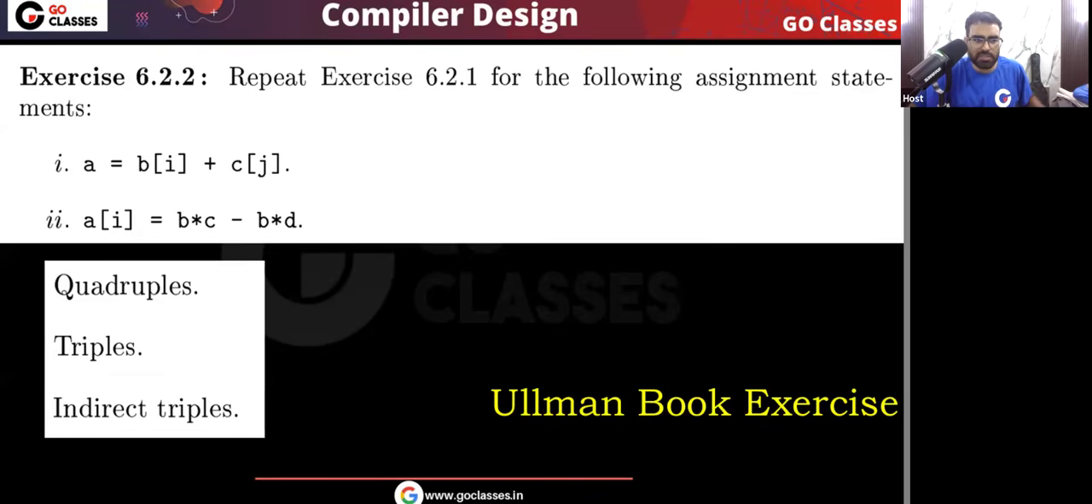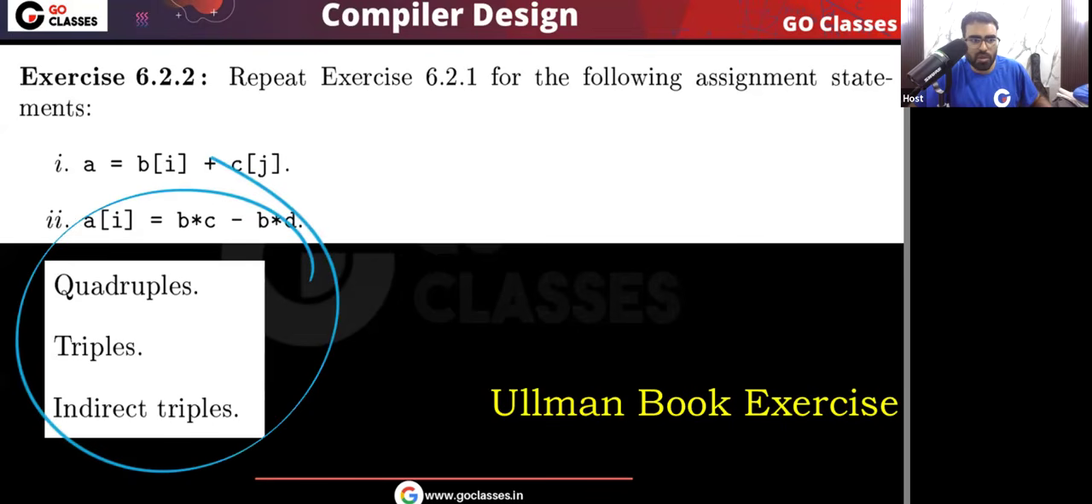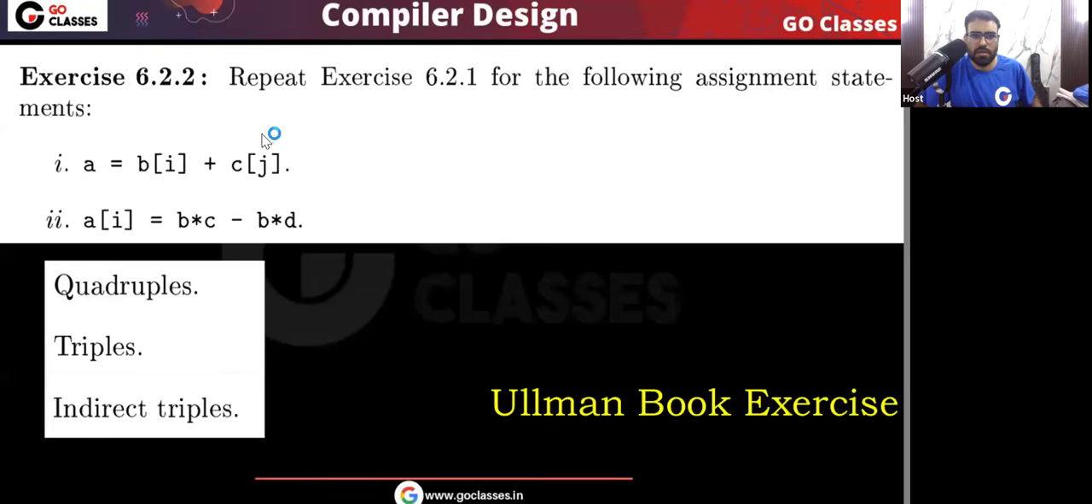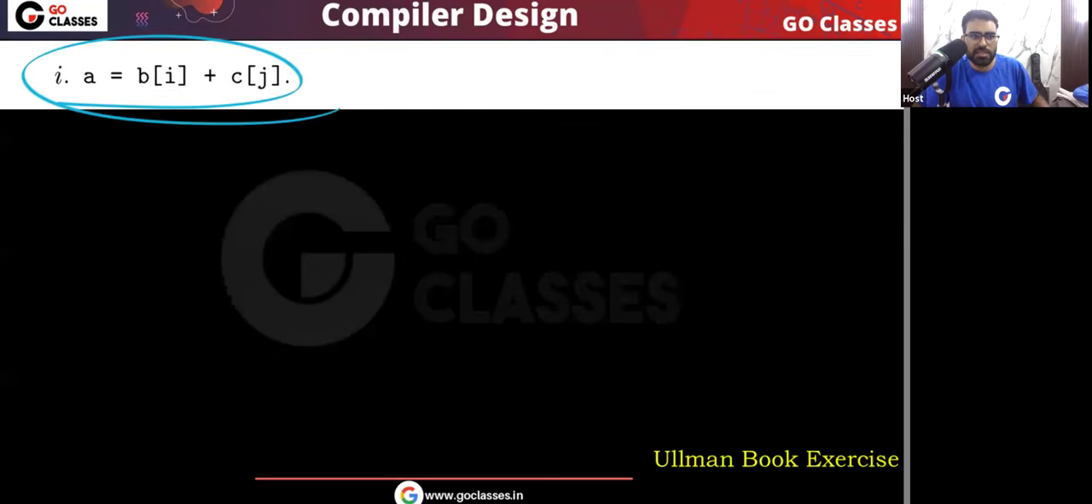Now let's see this question: for these two instructions we need to find the quadruple, triple and indirect triple representations. So let's see the first one. For this instruction, what will be the quadruple, triple, and indirect triple representation? This is the instruction that is given to us, in the high level language.